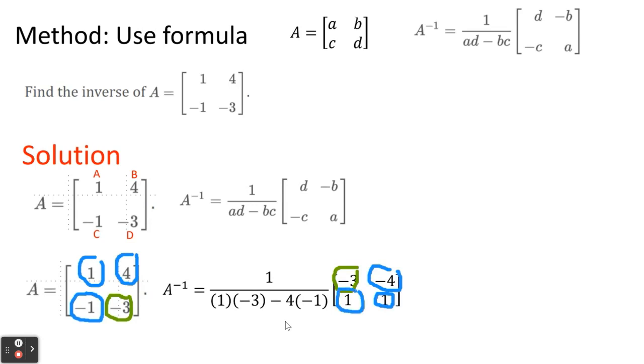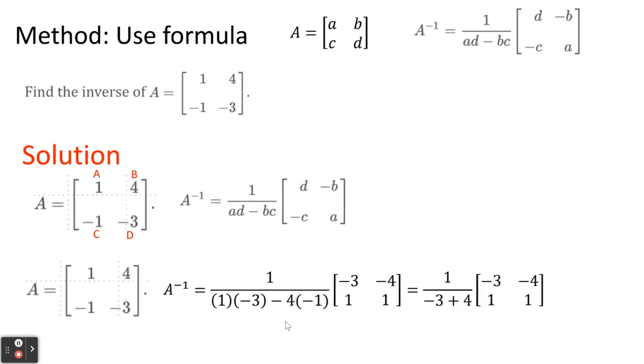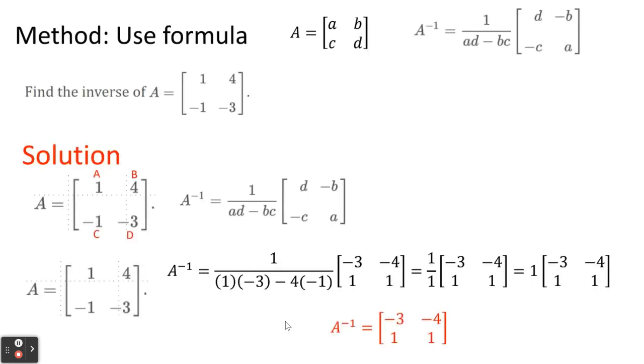Okay, so now we're going to do this algebra here. 1 times -3 is -3, and -4 times -1 is +4. We're going to go ahead and add -3 and 4. So that gives me a 1. And 1 divided by 1 is just 1. And then 1 times each of these numbers is going to be themselves. If you had a number 2, you would have to multiply it times each element. And so this is going to be our inverse. Notice that the inverse for all 3 methods was the same.